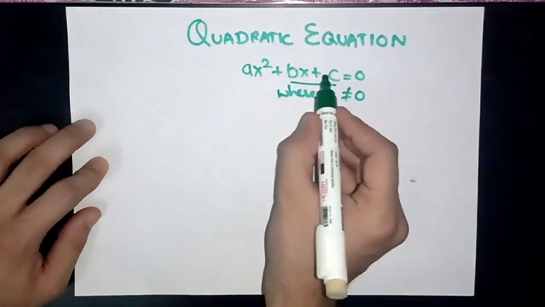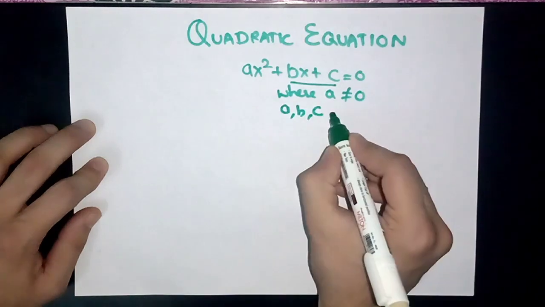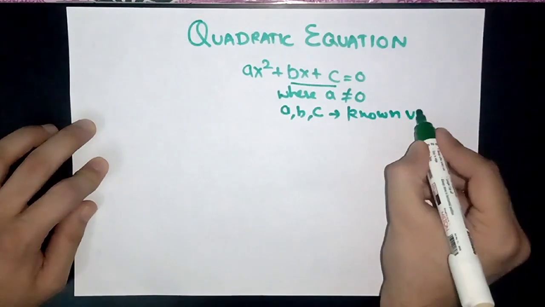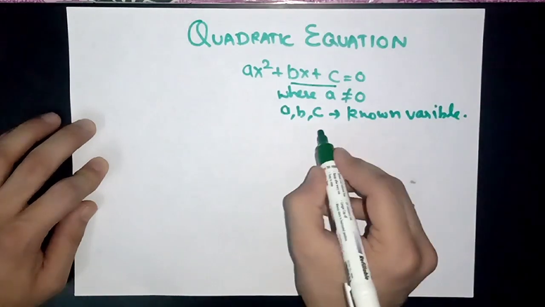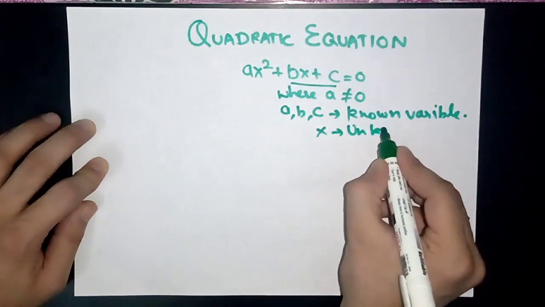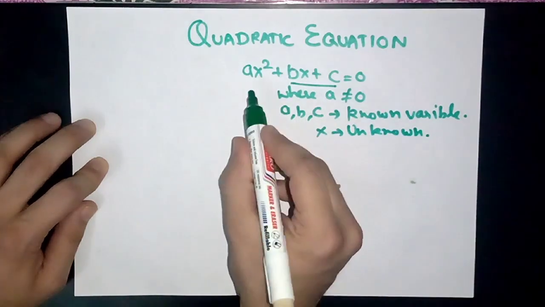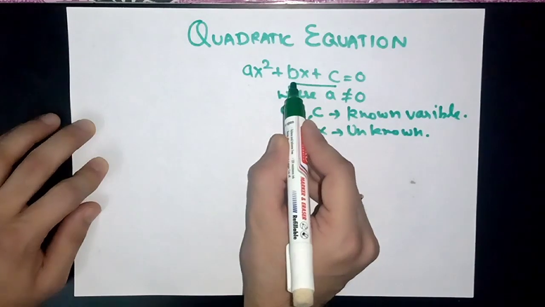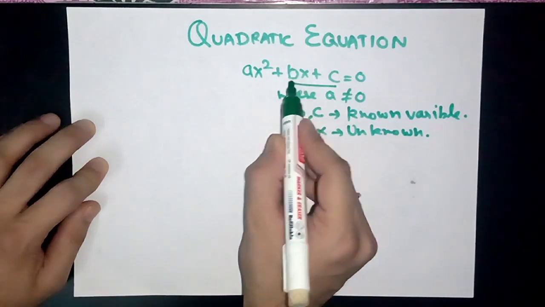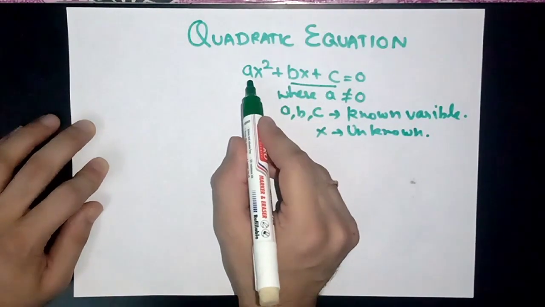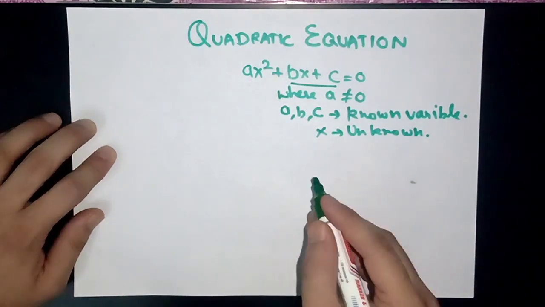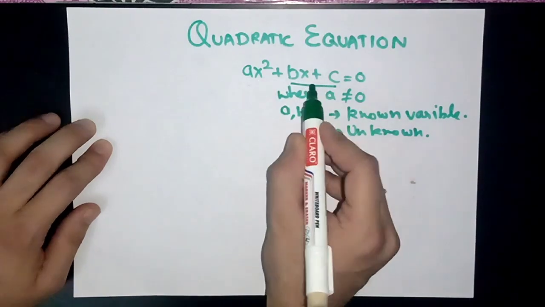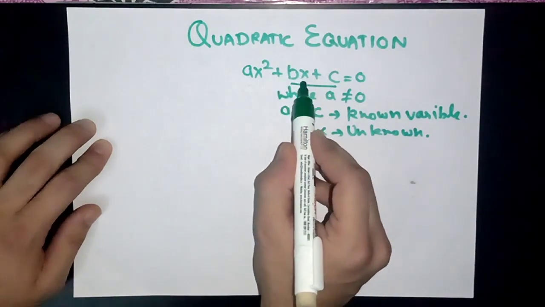Here a, b, c are known to us, and x is unknown to us. c is a constant, b is the linear coefficient, and a is the quadratic coefficient. There exists a value of x which satisfies this equation.